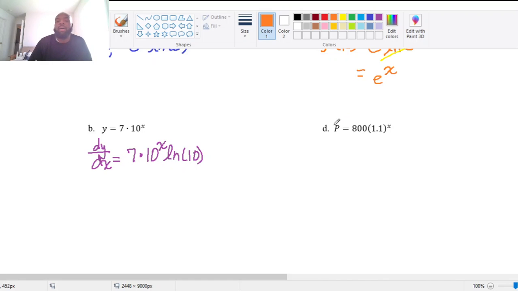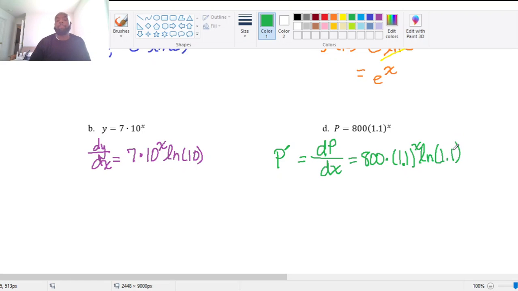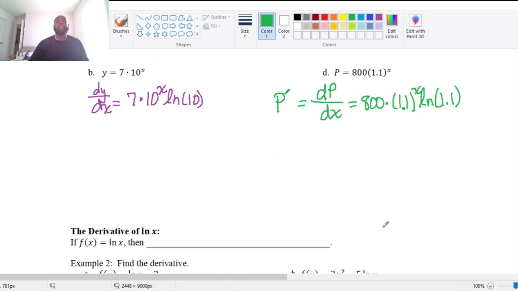And then last but not least, my output variable here is p. My input variable here is x. When I do my derivative, I can call this dp over dx. Again, some people may say that that's p prime, but it's a constant multiplied by an exponential function. So I write my constant. I multiply it by the derivative of my exponential function, which is 1.1 to the x times the natural log of 1.1. And that is what my derivative equals, and that's how I'm going to write it, all right?